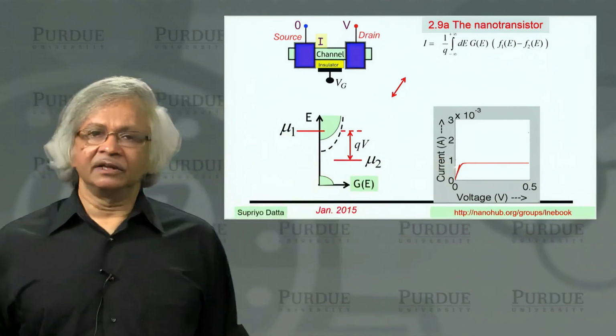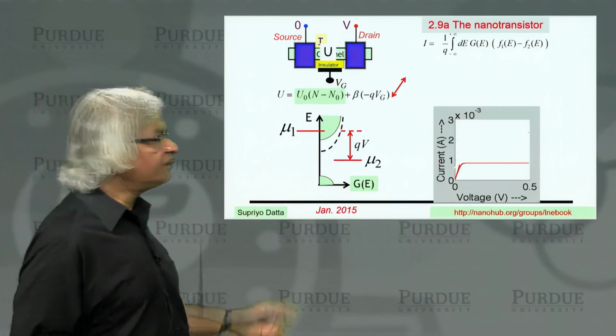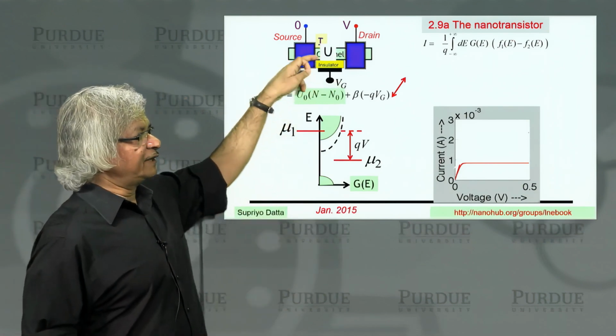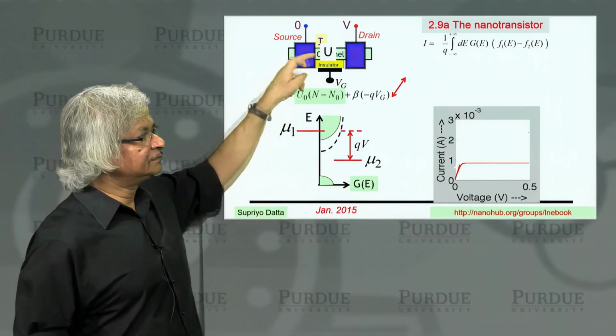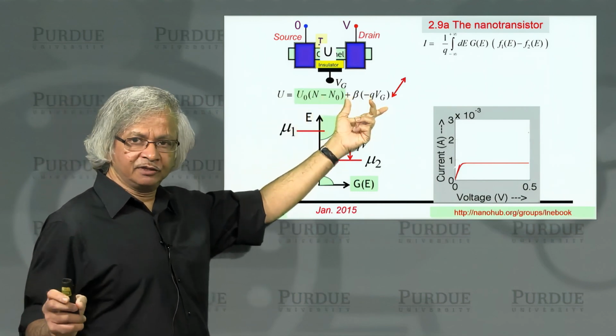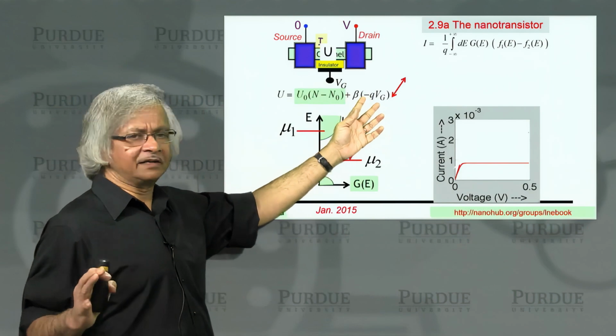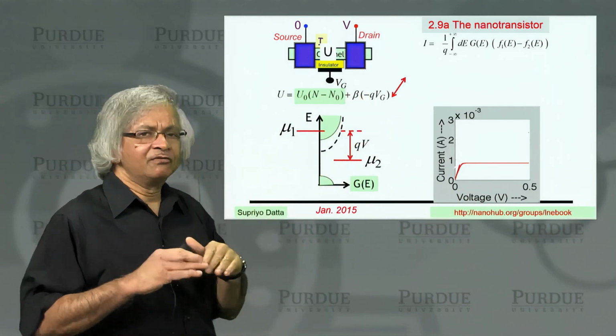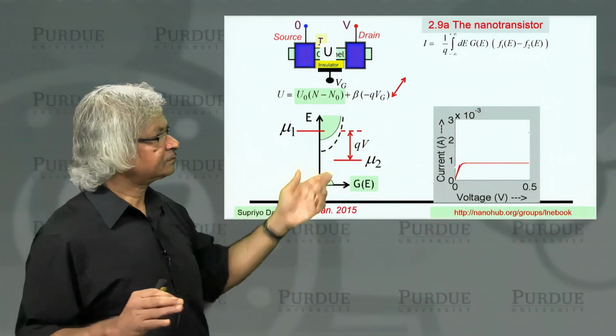Mathematically, how do you do this? Well, exactly what we had done before, namely define this channel potential U and write it in the form of something that depends on the gate voltage like we did before. This term doesn't matter here because we are assuming a fixed gate voltage.